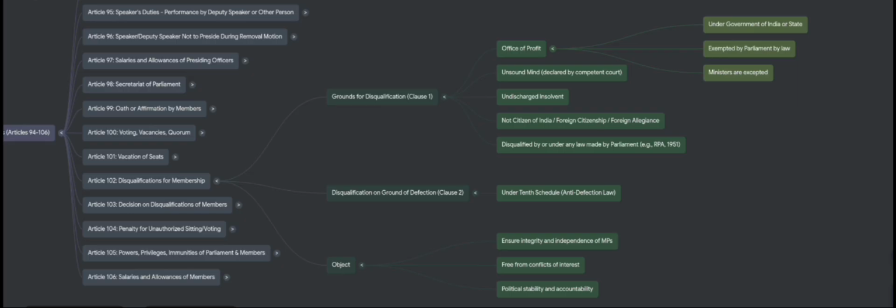And didn't the Supreme Court case, Lily Thomas versus Union of India, dramatically change how criminal convictions affect sitting MPs under the RPA? I recall it being quite a significant ruling.